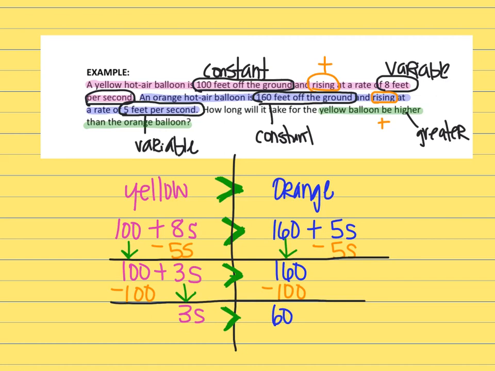Then the last step is divide by the number that is in front of the variable. So I would divide by 3 on both sides. And when I do that, it is going to say s is greater than 20. I would need more than 20 seconds for the yellow balloon to get higher than the orange.